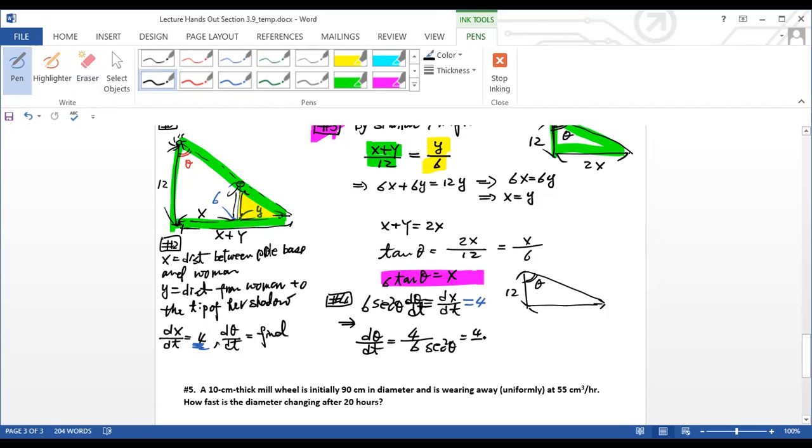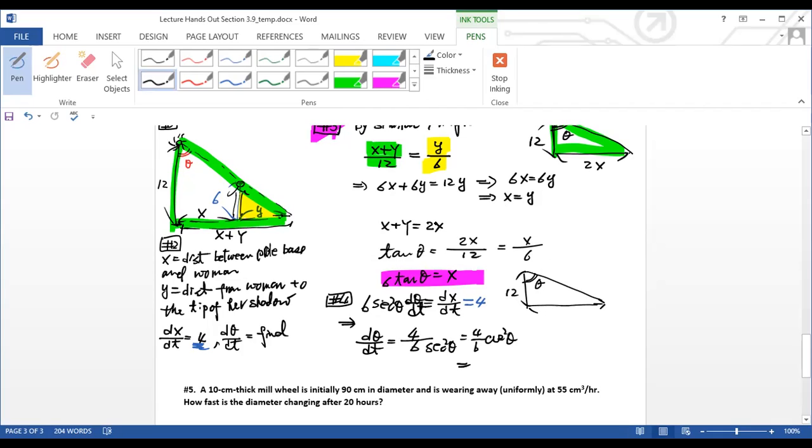Or is 4 over 6 cosine square theta. Okay, so now let's take a look at cosine square theta here. In here we know this is 12, after the 2 seconds.